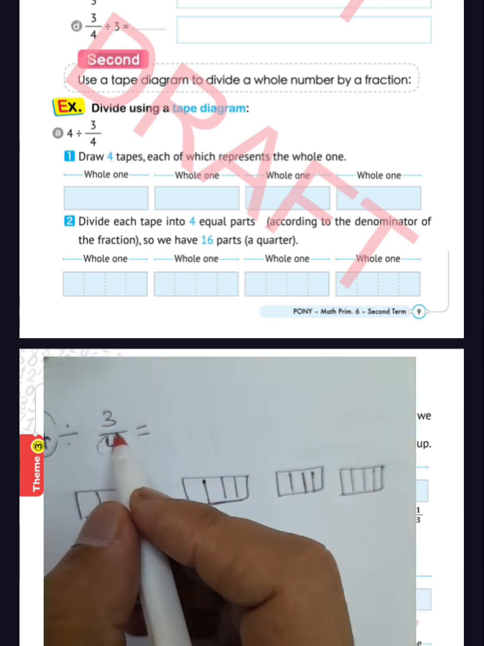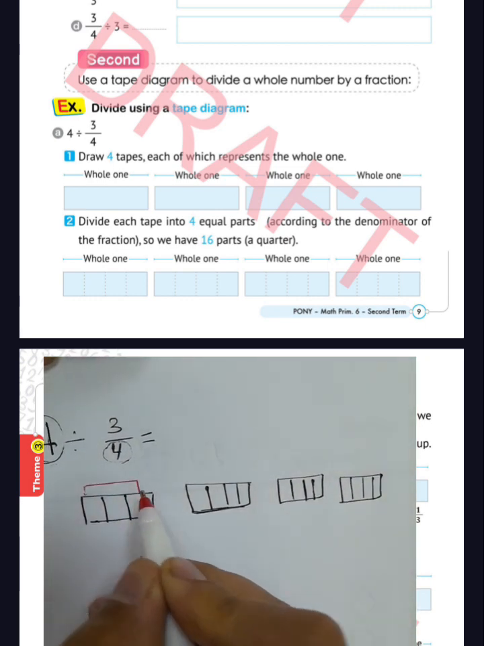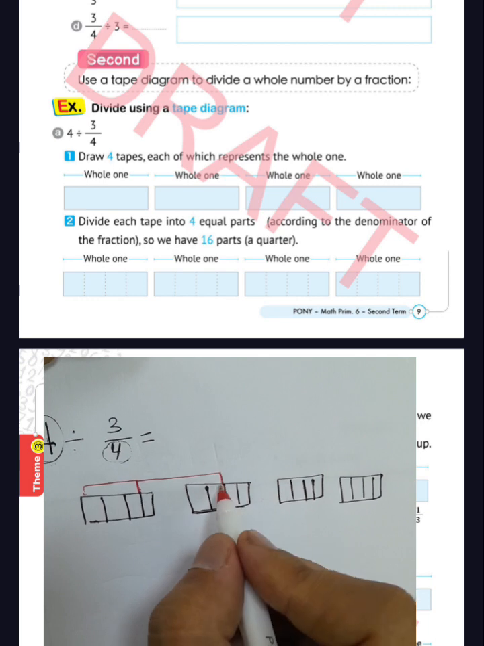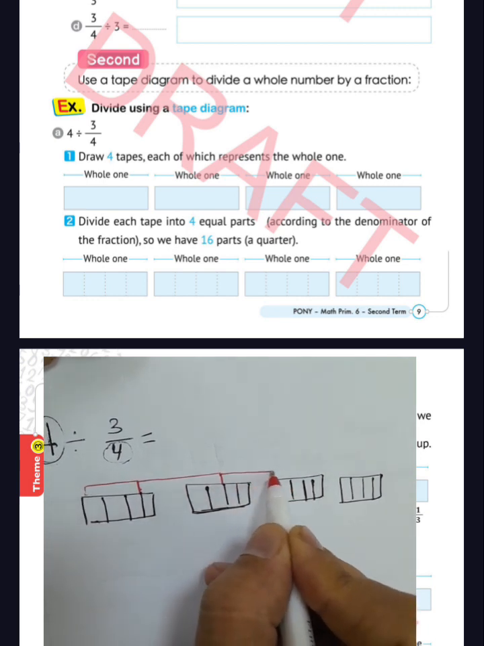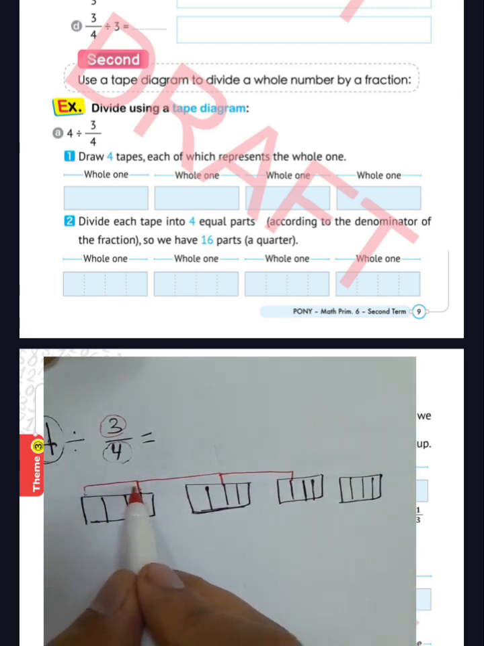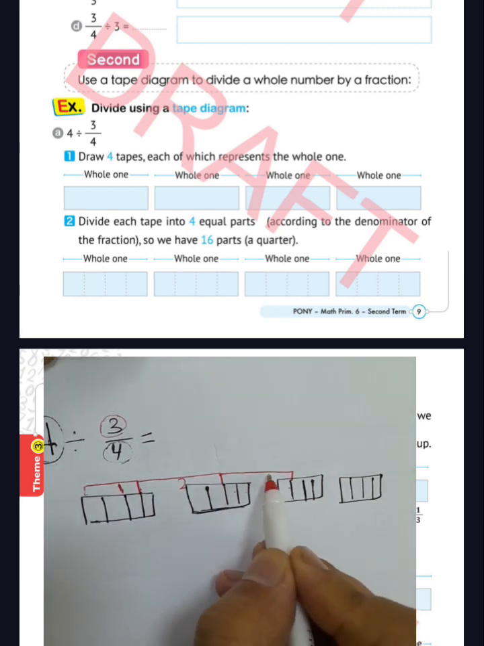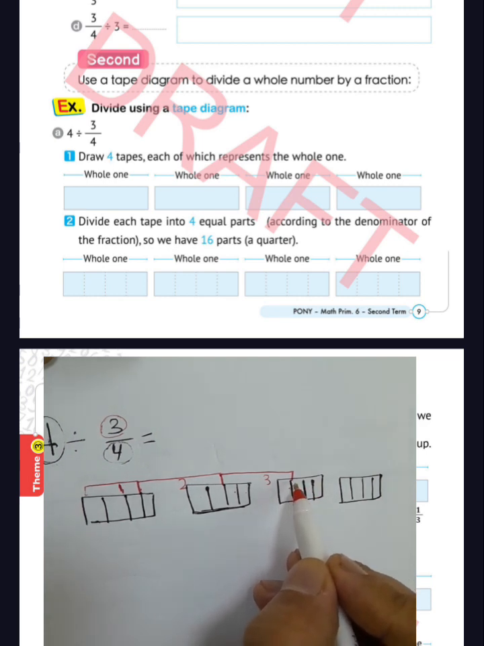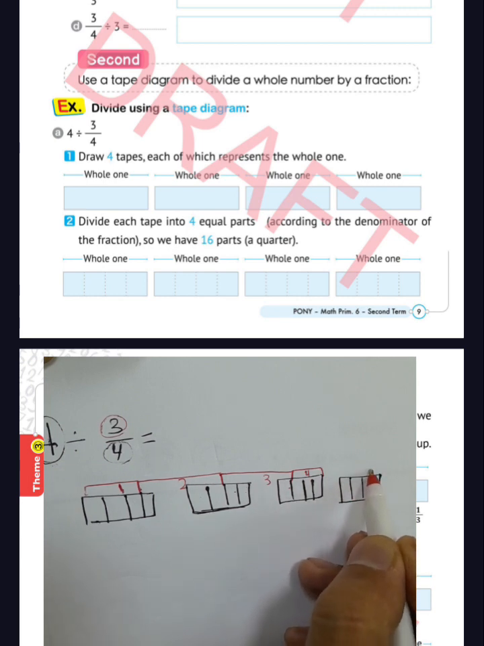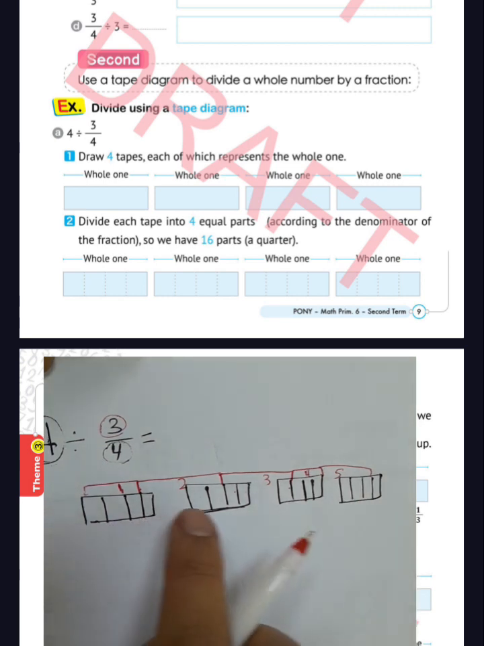You must choose 3 parts from 4 parts. How many parts here? Count with me, 1, 2, 3. We must count 3 parts here, it's number 1. 1, 2, 3, it's number 2. 1, 2, 3, number 3. 1, 2, 3, it's number 4. 1, 2, 3, it's number 5. Then we have how many? 1, 2, 3, 4, 5.